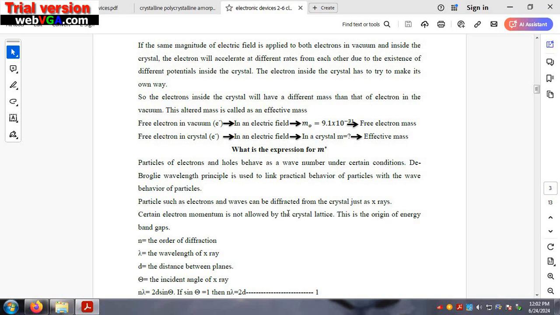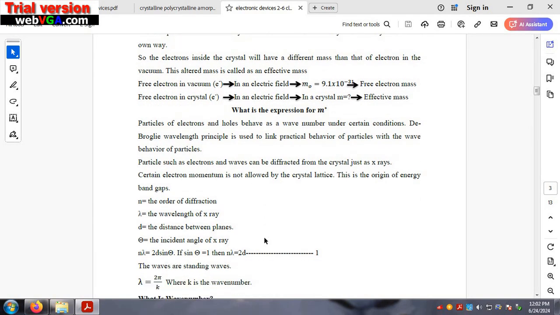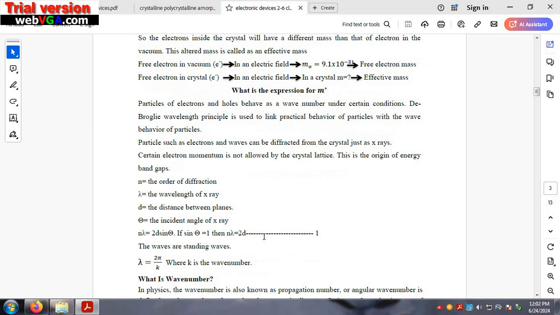Particles like electrons and holes have a wave number under certain conditions. The de Broglie postulates are there. By using the de Broglie wavelength principle, we link the particle behavior of particles with their wave behavior. So particles such as electrons and waves can be diffracted from the crystal just like X-rays. Certain electron momentum is not allowed by the crystal lattice.